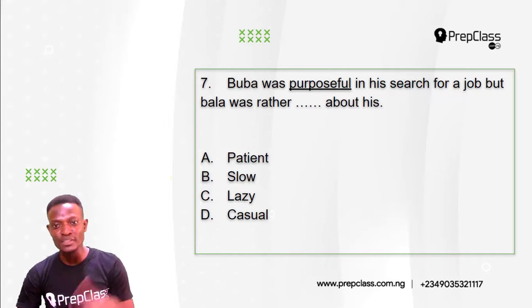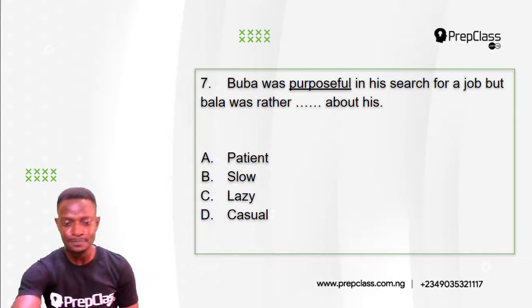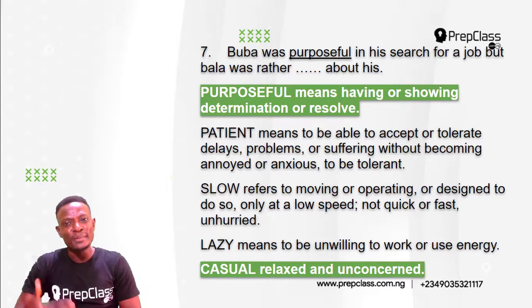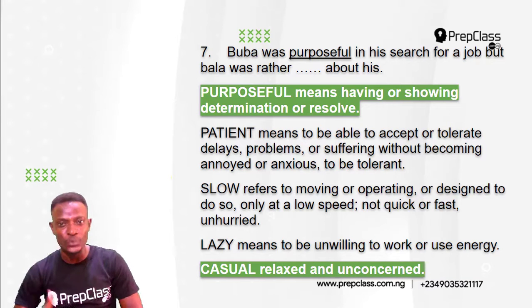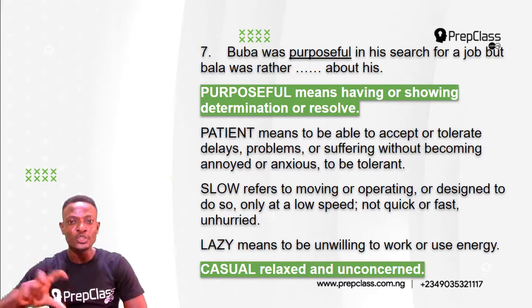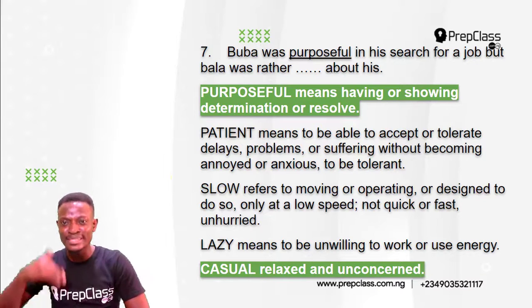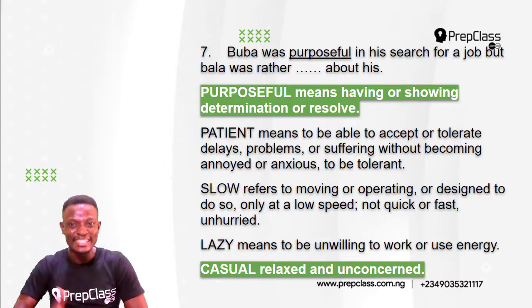So, which of these options is the most nearly opposite in meaning to purposeful and will at the same time correctly fill the gap in the sentence? Now, the word purposeful means having or showing determination or resolve. You won't stop until you get what you were looking for. Buba was purposeful. He was determined. He won't stop until he gets a job.